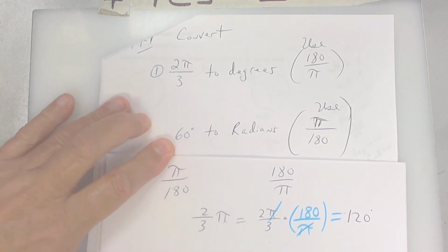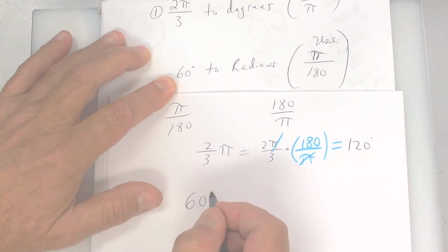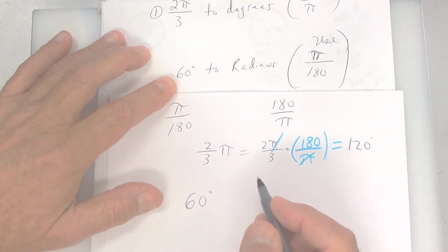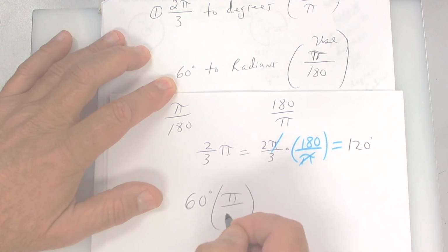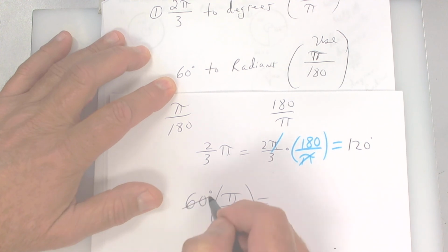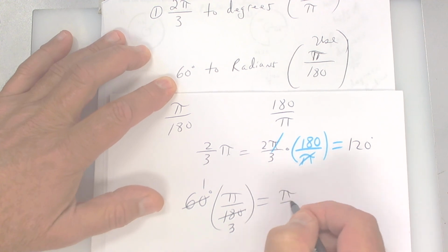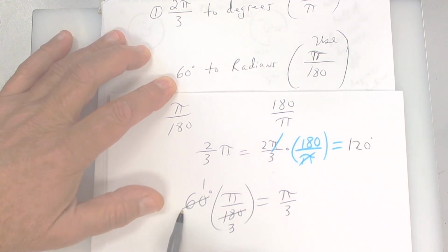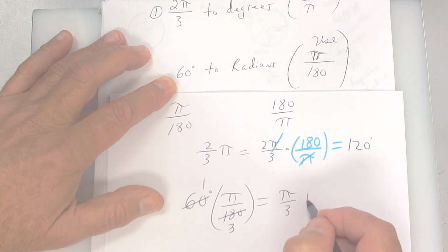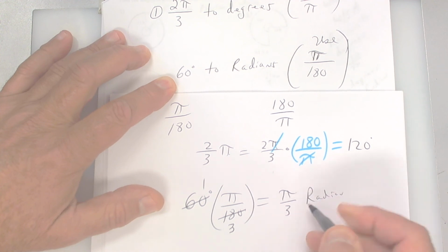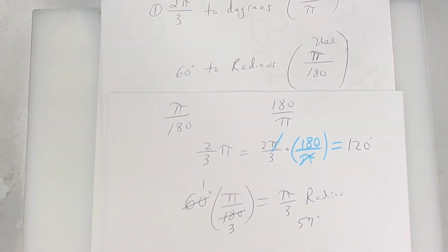Now let's take 60 degrees and let's change it to radian measure. So you want to multiply this one. You want to have pi over 180. You want to end up with pi on this one. So 60 goes into this 3 times. So that's going to be pi over 3. So 60 degrees is really pi over 3 radians. Remember, a radian is like 57 degrees. We talked about that yesterday.